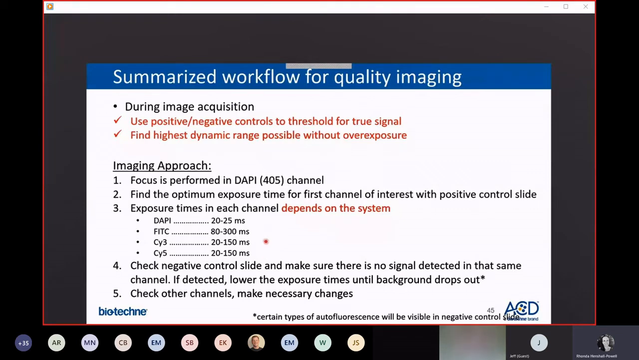If you're needing to expose out to 800 milliseconds or a second long, something's wrong and you don't have real signal there. And then whatever exposure time you determine is optimal for that particular fluorescent channel, now check your negative control slide and make sure that the sample is not overexposed, that there's no signal detected in that same channel. If so, lower the exposure time. Although, as we just saw, there are some types of autofluorescence that you can't just lower the excitation power away and drop out. So make a note of that. And then go back and check your other fluorescent channels, making any necessary changes.